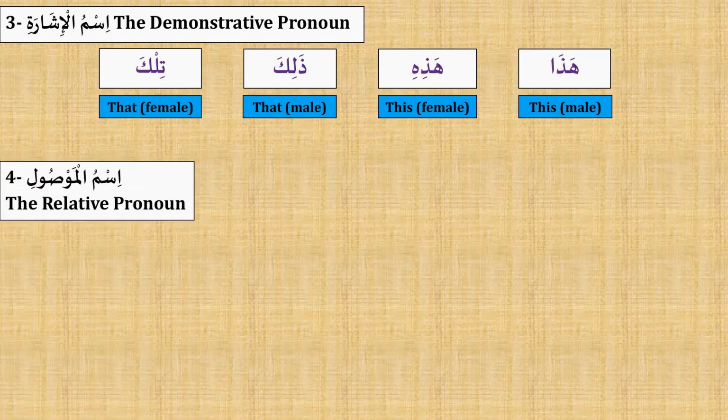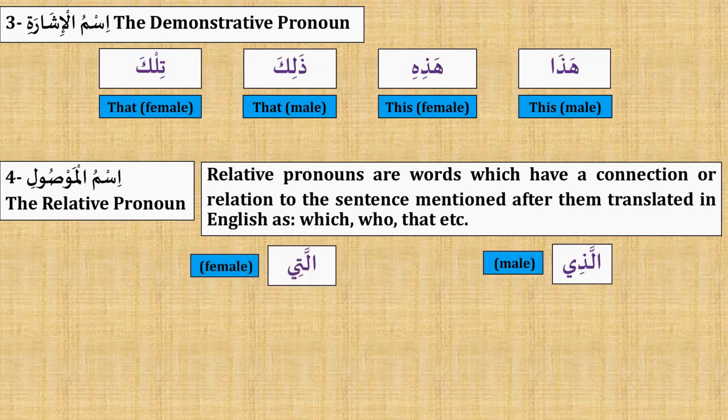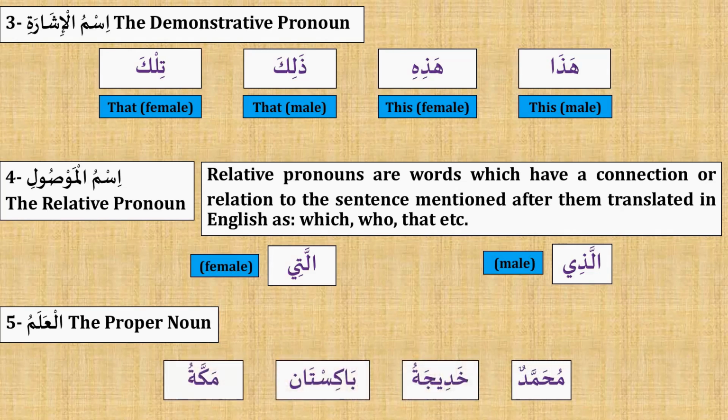And the next one, ismul mawsul, the relative pronoun. Relative pronouns are words which have a connection or relation to the sentence mentioned after them, translated in English as which, who, that, etc. Examples: alladhi for male and allati for female. The next one, al-alam, the proper noun. They are the names of people or places. Examples: Muhammad, Khadija, Pakistan, Mecca.